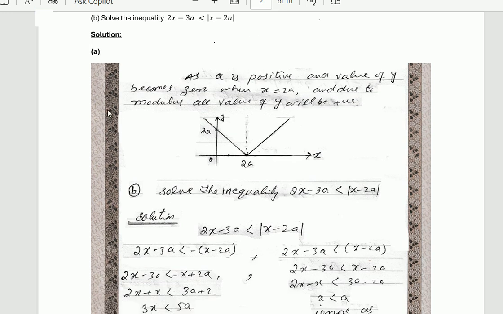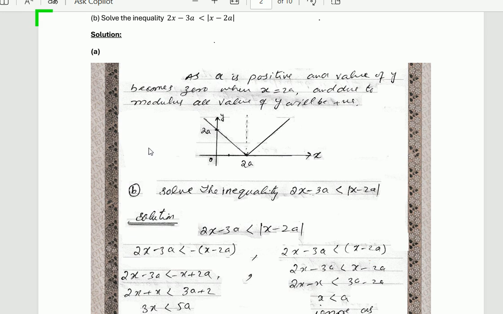The solution for part A is: as a is positive, the value of y becomes 0 when x equal to 2a, and due to modulus all values of y will be positive. So its graph will be of this type.